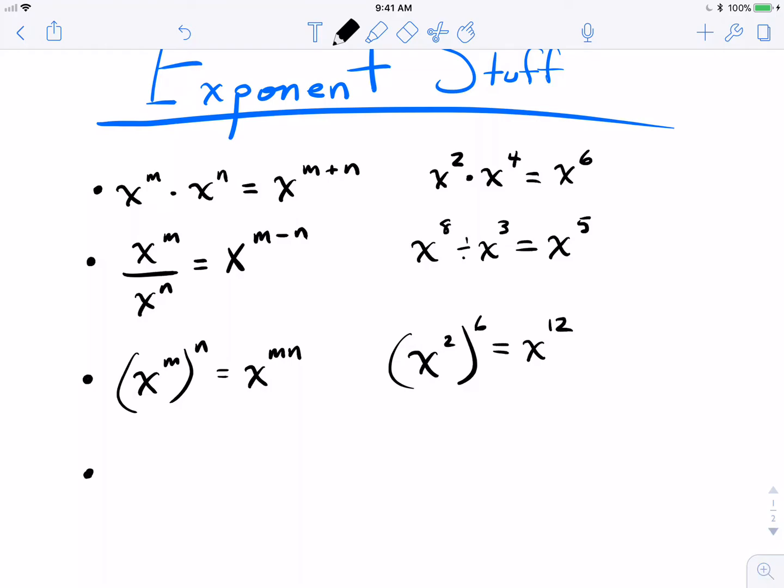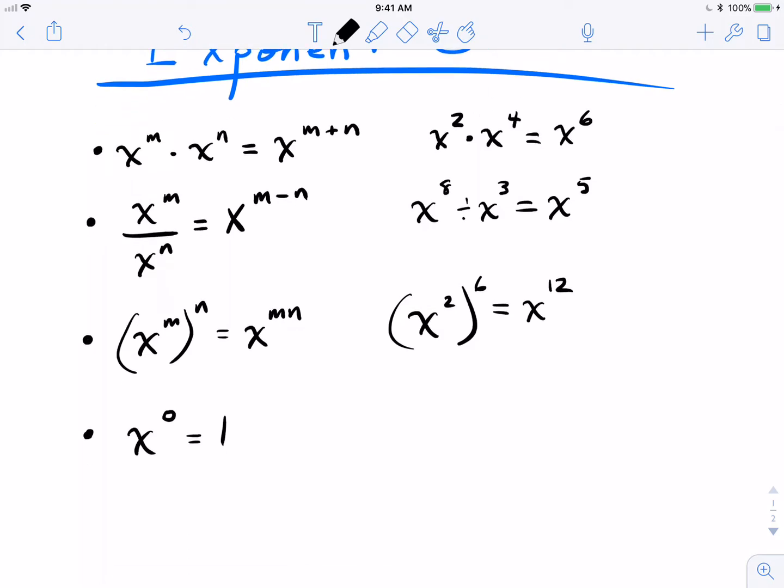A quick one, it's not really a rule, but an important thing to know. Anything, very heavy emphasis on anything, raised to the 0 power is not 0, it is 1. The proof around that, we can use an example like this. We know anything divided by itself is 1. We also know if we use our quotient rule, we can subtract here, which is x to the 0. The transitive property says two things equal to the same thing are equal to each other. So x to the 0 must be 1. We can use this for any case.